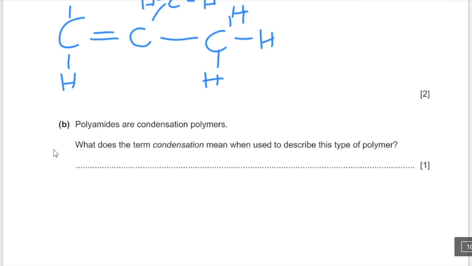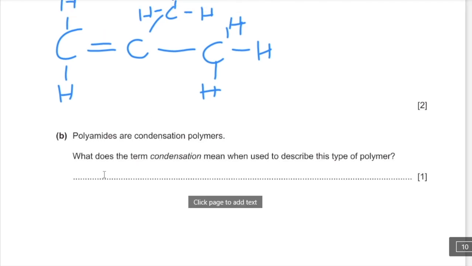The polyamides are condensation polymers. What does the term condensation mean when used to describe this type of polymer? So it basically means water is present in the products.